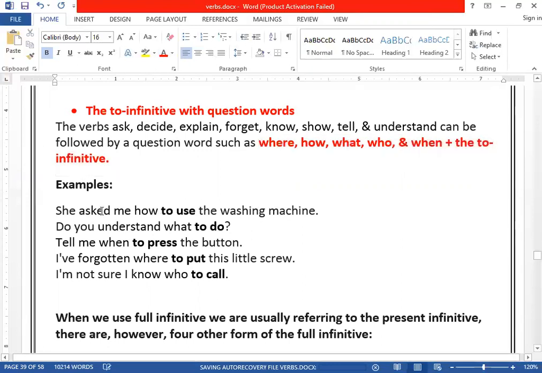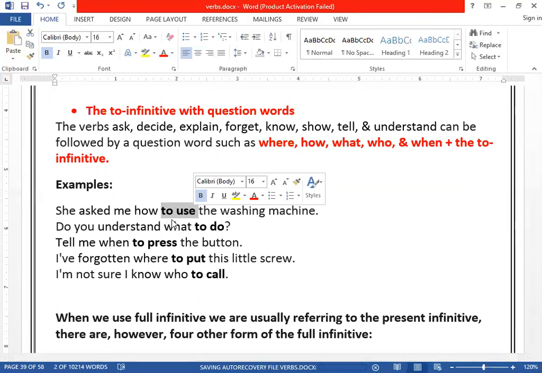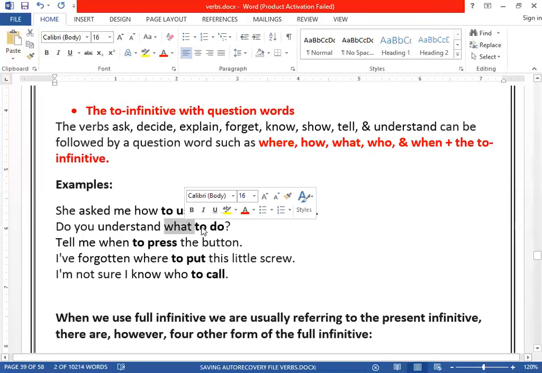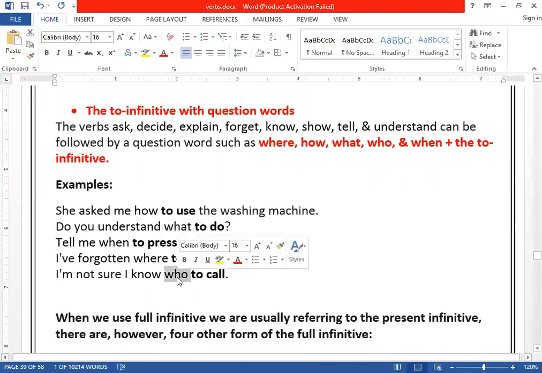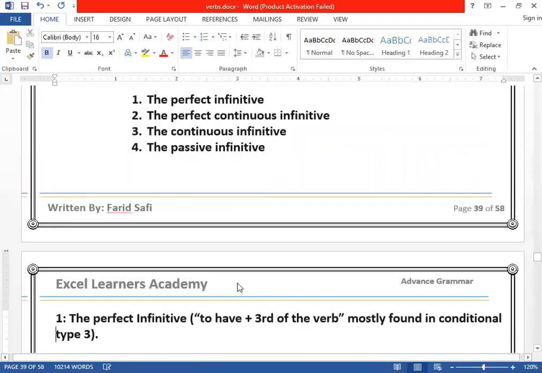Like here, she asked me how to use. She asked me how to use. What to do. When to press. Where to put, who to call. Clear?